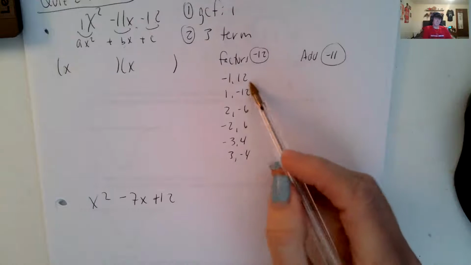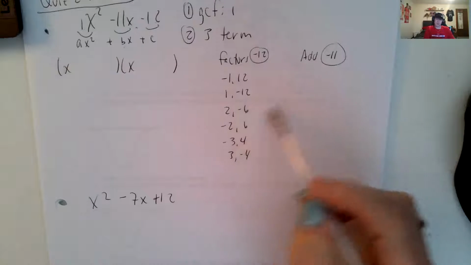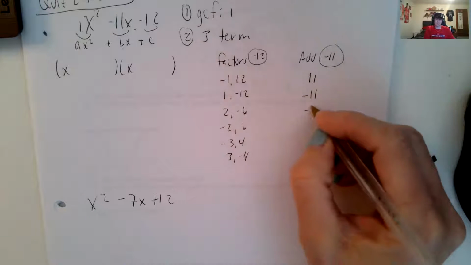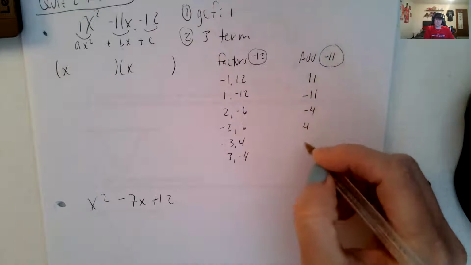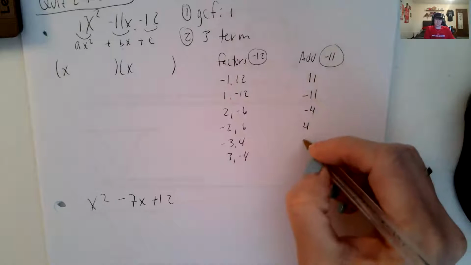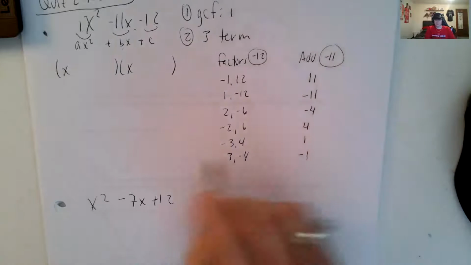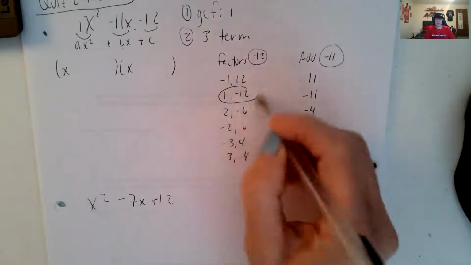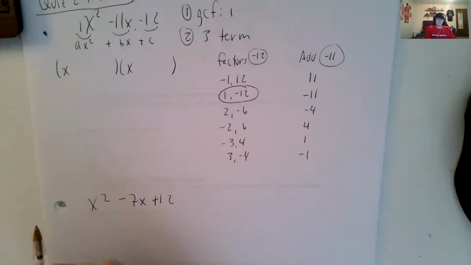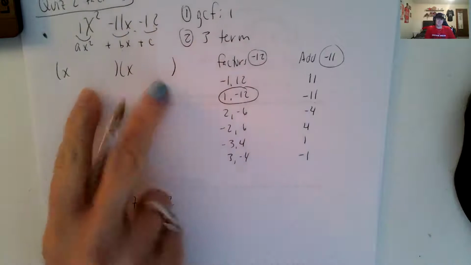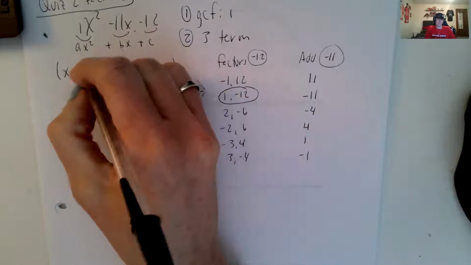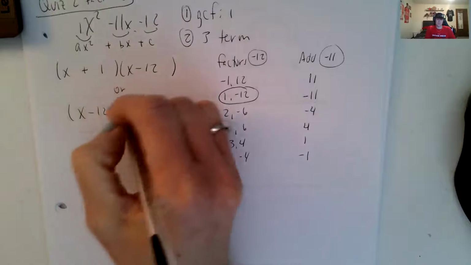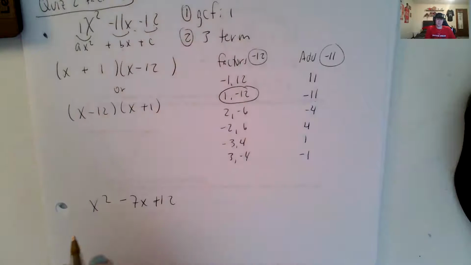Okay. And then I'm going to take my list and add those numbers together. So I get a positive 11, a negative 11, a negative 6, a negative 4, a positive 4, positive 1, and a negative 1. And the magic one is the one that added to a negative 11. So this is the pair of numbers that I'm working with. These can go either way. So we could either say x plus 1, x minus 12, or we could say x minus 12, x plus 1.